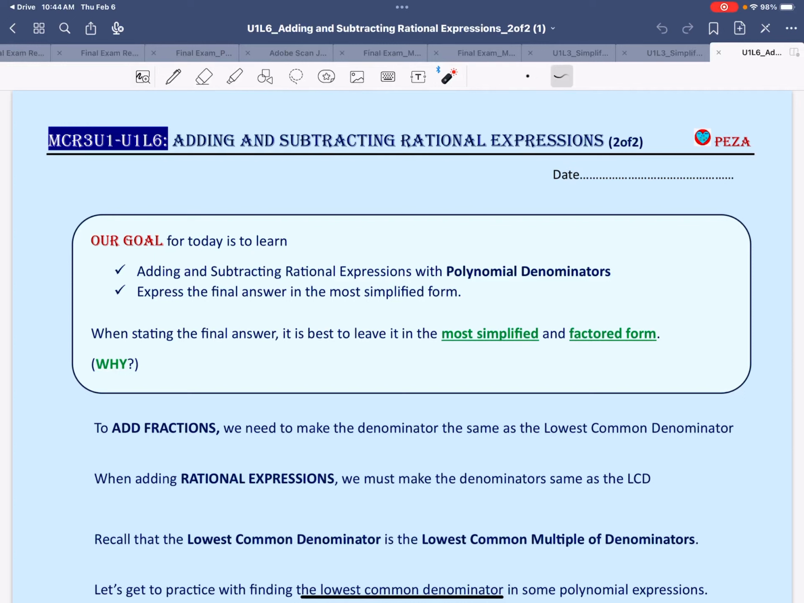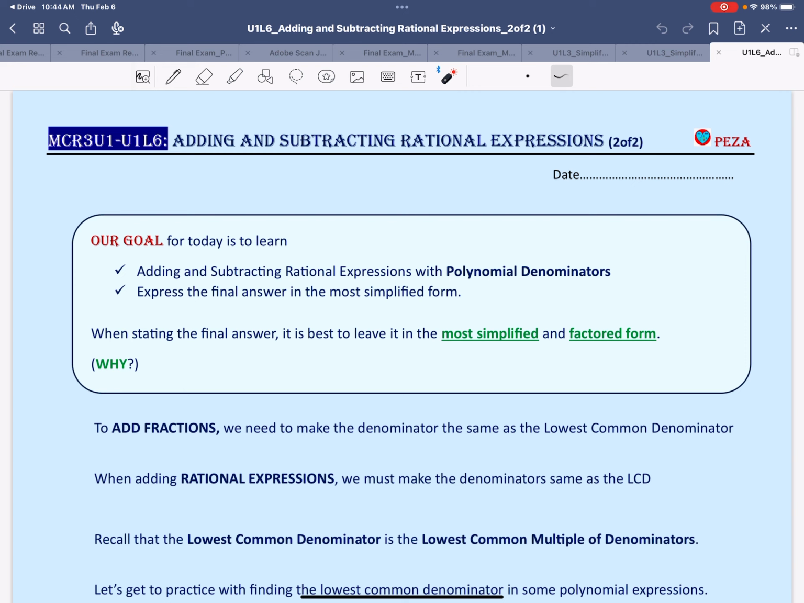In this lesson, we'll explore addition and subtraction of rational expressions. The goal of the lesson is to go over the process of adding and subtracting rational expressions with polynomial denominators and then learn how to write the final answers in the most simplified form.